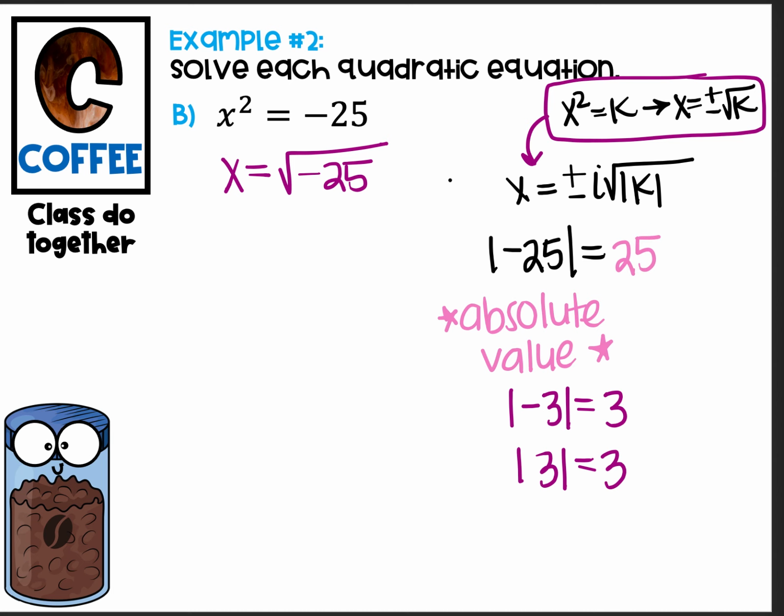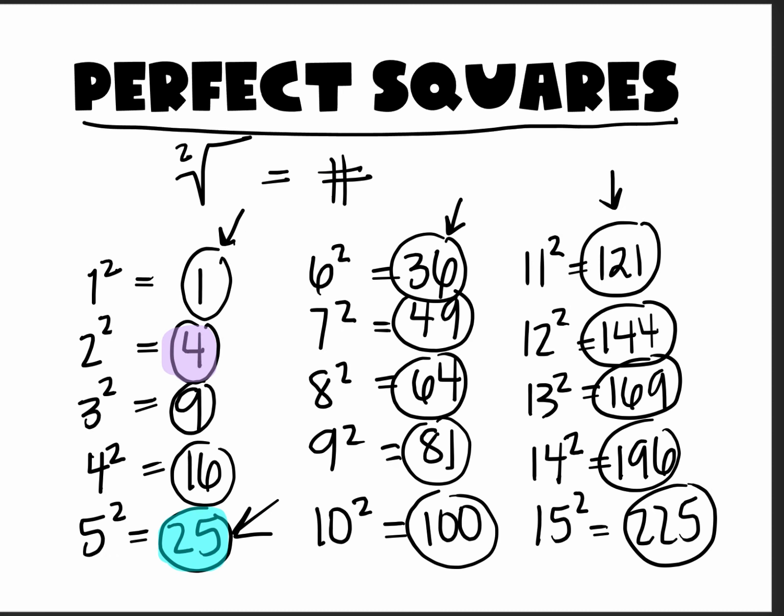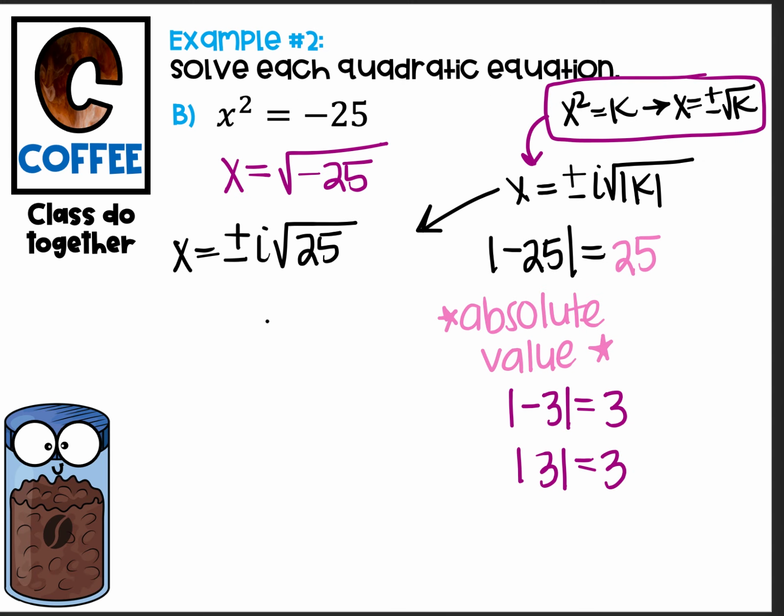So after I do this special case, my set of solutions is positive and negative i times the square root of 25, because the absolute value of negative 25 is 25. 25 happens to be one of our perfect squared numbers, the blue one right here at the bottom. The square root of 25 is 5, which means I don't need the root anymore, and my solution set is positive and negative i 5.